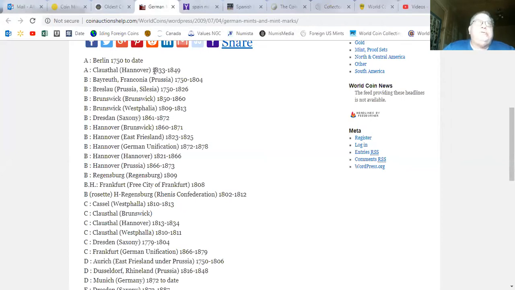But it also gives you the time when, let's say this A was from Clausthal, Hanover, 1833 to 1849, and then the mint closed. But A, since 1750 to date, has been producing coins, and that's stamped with an A. So it's kind of like a Philadelphia, Denver, San Francisco. You're going to have the same thing. Of course, our mints, New Orleans and Carson City, they've been closed.